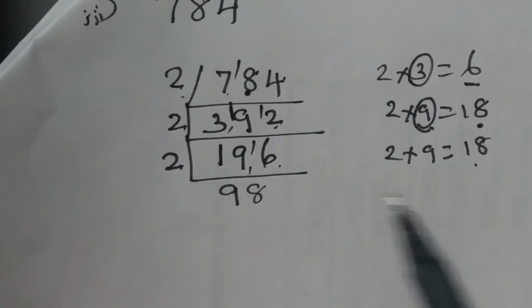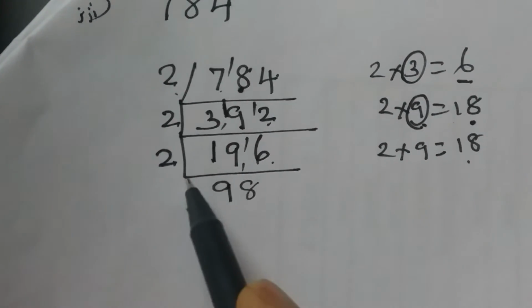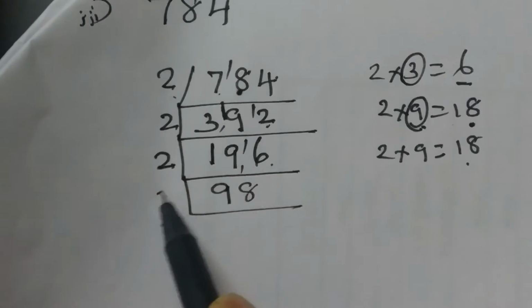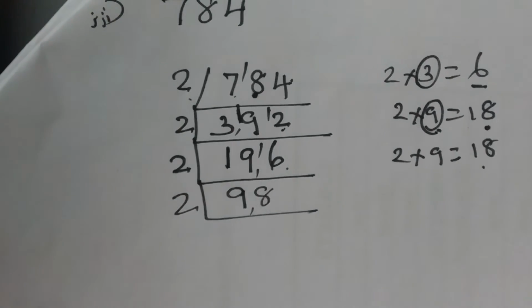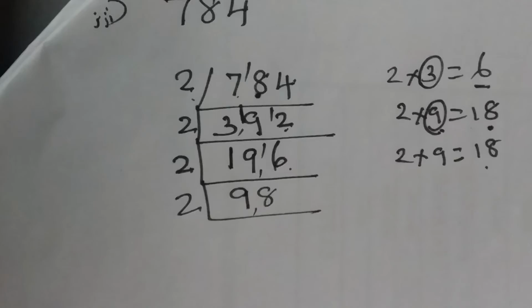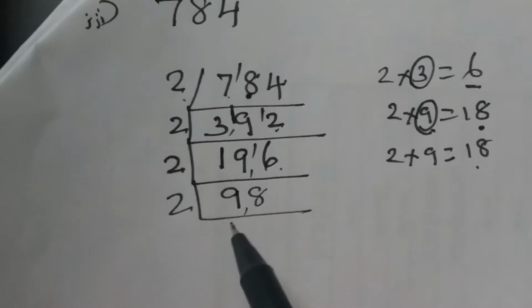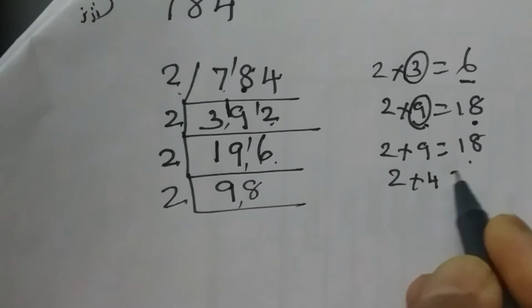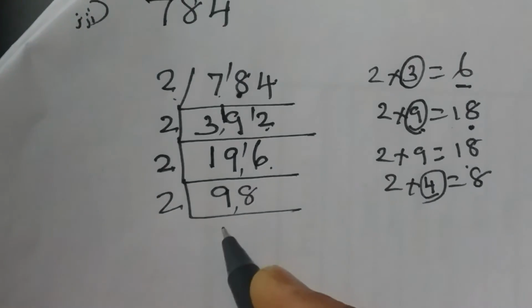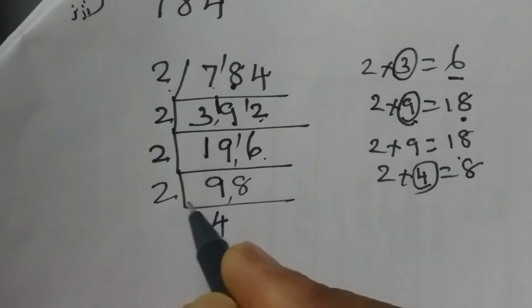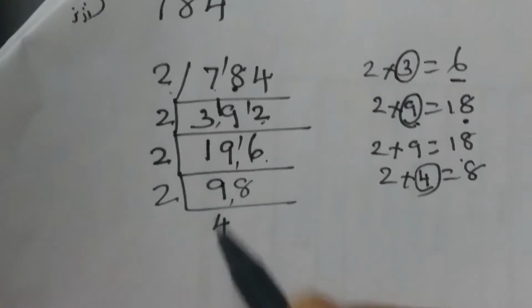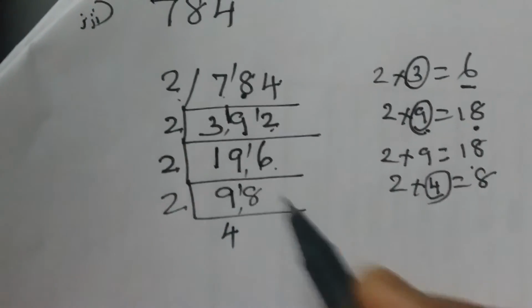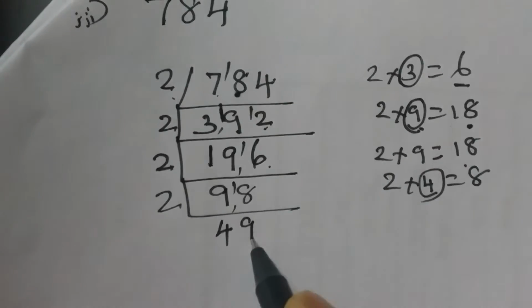Now what is 98? Ending with 8, it is an even number. So divide by 2. So till 9 comes, 2 tables. 2 1's are 2, 2 2's are 4, 2 3's are 6, 2 4's are 8, 2 5's are 10. But we have only 9. So less than 9 is 8. And what is the quotient? 4 is the quotient. 2 4's are 8. After 8, 9. Remainder 1. In 18, 2 9's are 18.